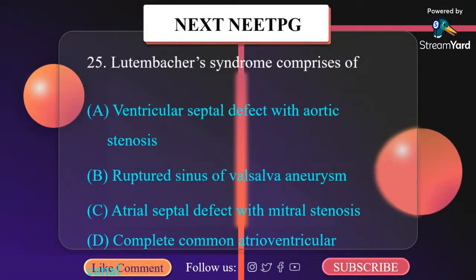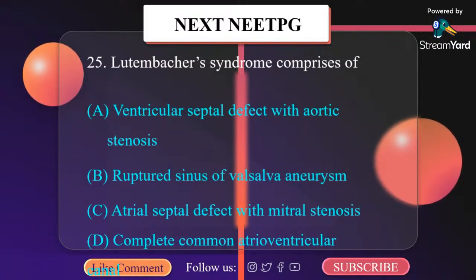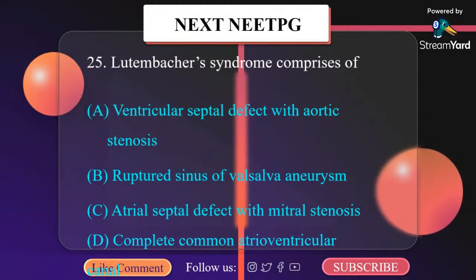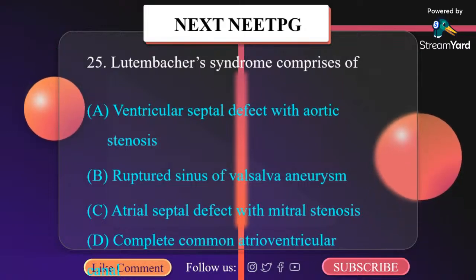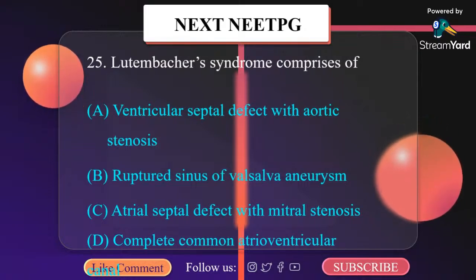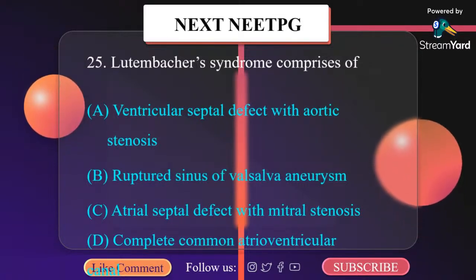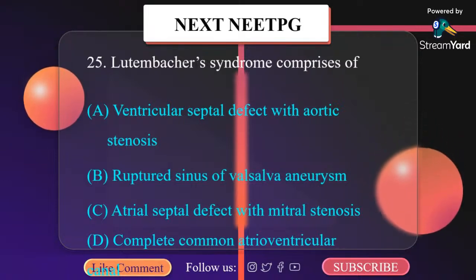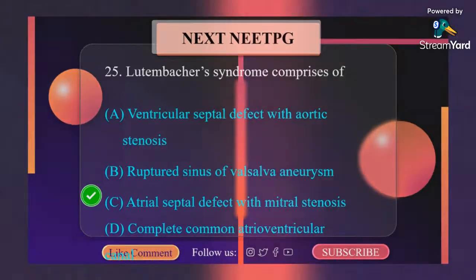Lutembacher syndrome comprises of... Now, what happens in Lutembacher syndrome? There is a combination of mitral stenosis and left to right shunt at the atrial level. Typically, the left to right shunt is an atrial septal defect of ostium secundum variety. The four options are A. Ventricular septal defect with aortic stenosis, B. Ruptured sinus of Valsalva aneurysm, C. Atrial septal defect with mitral stenosis, D. Complete common atrioventricular canal. So the correct answer here is atrial septal defect with mitral stenosis.